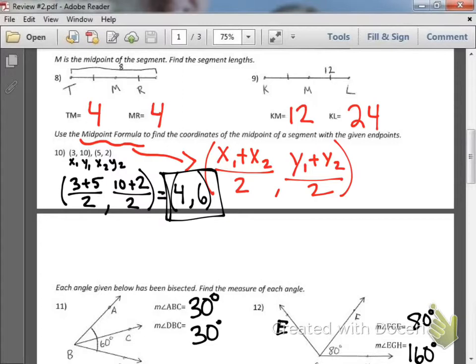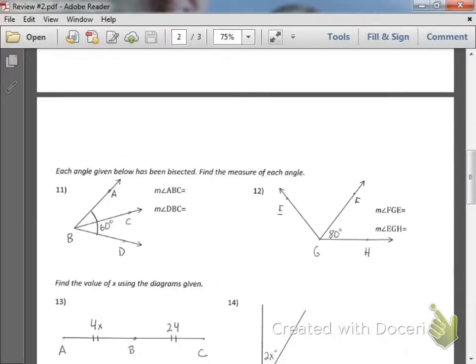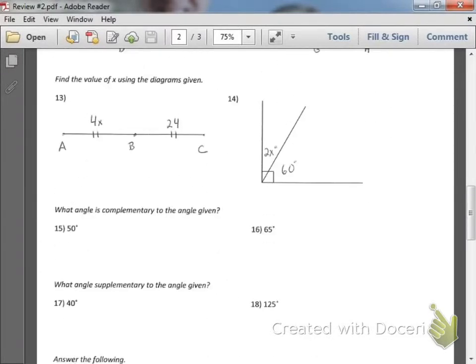Anybody need more time? Alright, let's keep it moving. On these next ones, you have to set up equations. The key is knowing which equation to set up.